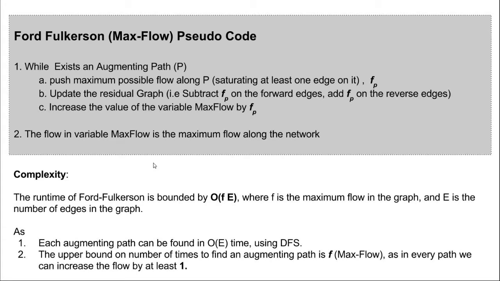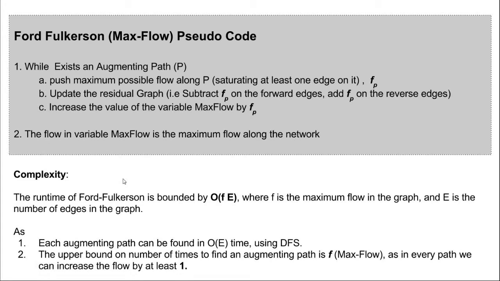C. Increase the value of the variable max flow by FP. Now we do all these three steps until we cannot find any more augmenting paths. Then 2. The flow in the variable max flow is the maximum flow along the network. Now the complexity. The runtime of Ford-Fulkerson is bounded by big O of F times E, where F is the maximum flow in the graph and E is the number of edges in the graph.